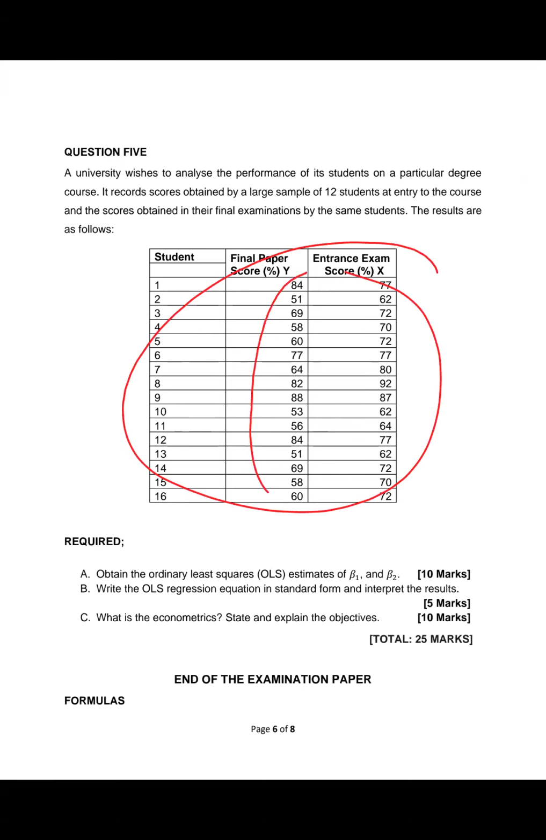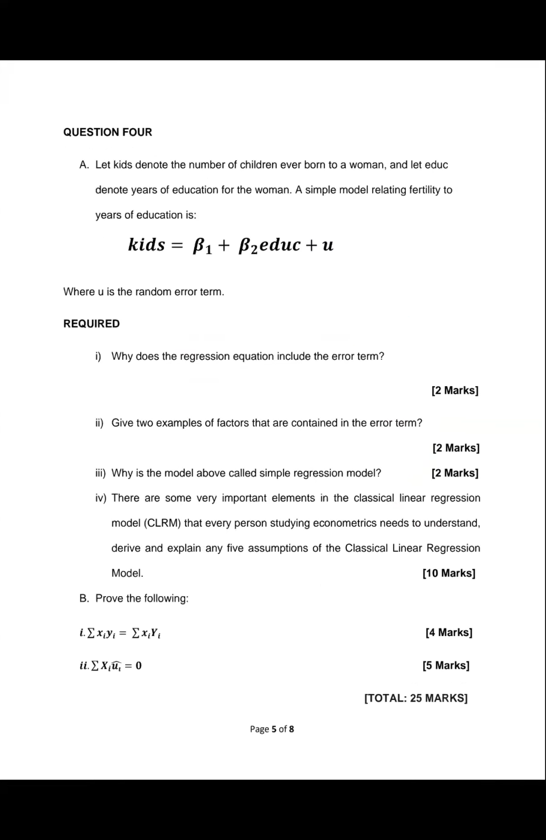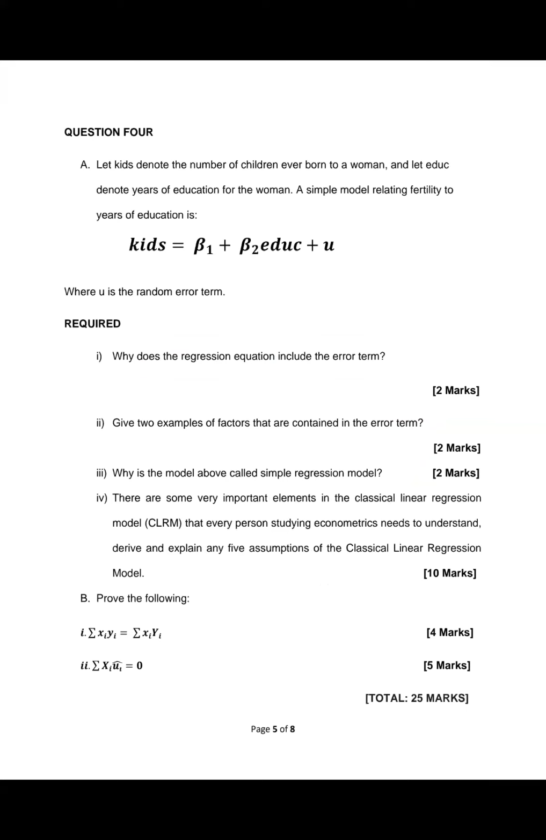So this will give you B naught. Let's go back to question four. Prove the following. This is the summation lesson. Do you remember how to prove these betas?